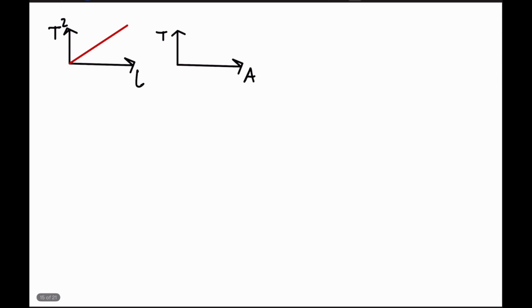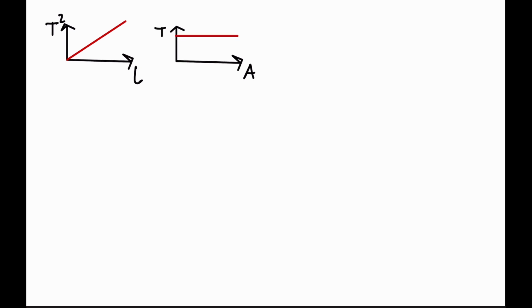you would get a straight line because it's not related. And if you plot the time period against the mass, you would also get a straight line because it's not related and is independent of one another.